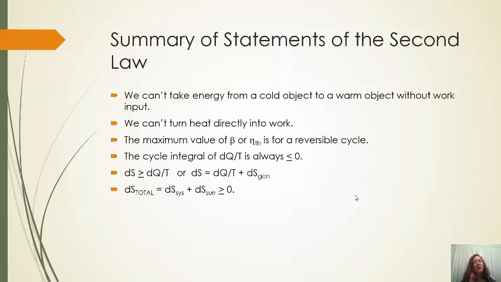So we're going to pause there. We're going to come back with one more little lesson in this module, looking at performance of particular pieces of equipment.